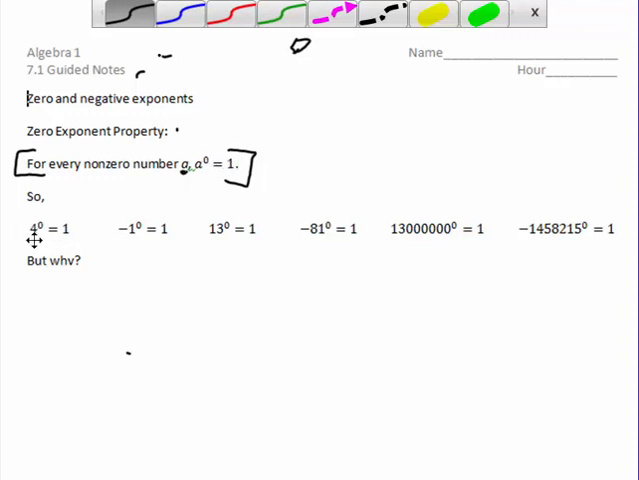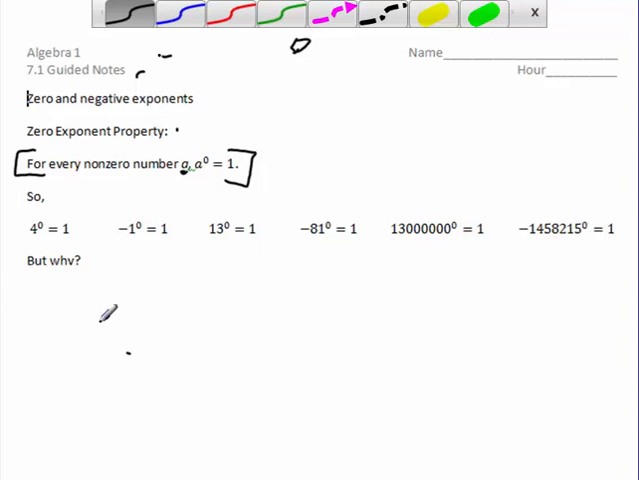Okay, so for example, 4 to the 0 power is 1. Negative 1 to the 0 power is 1. 13 to the 0 power is 1. Negative 81 to the 0 power is 1. 13 million to the 0 power is 1. And then you can see I picked a really big negative number. Negative 1,458,215 to the 0 power is 1.